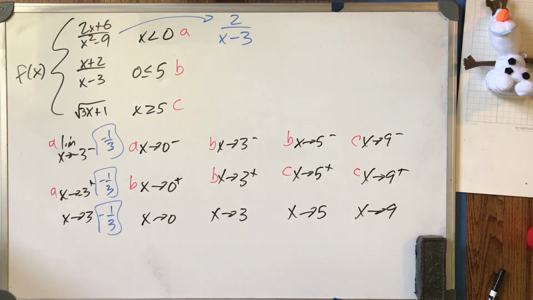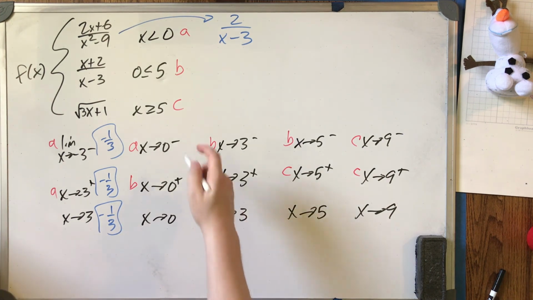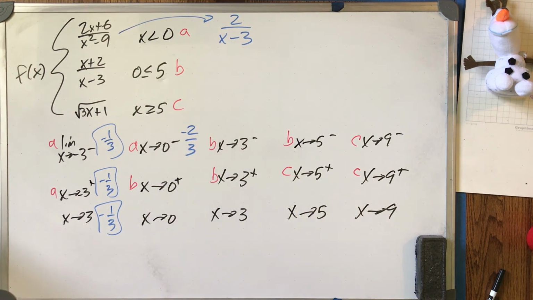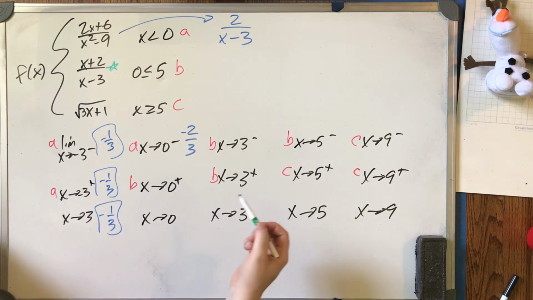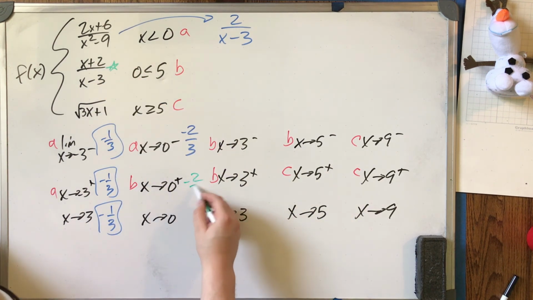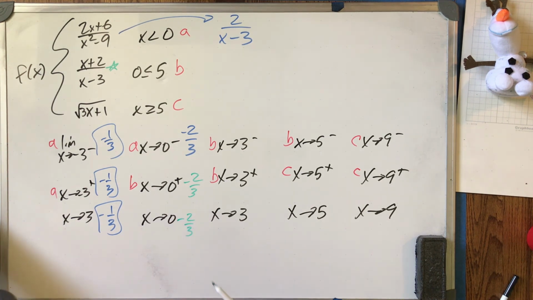Now, for x approaches 0, from the left, we'll use this equation. I plug in 0, I'm going to get a negative 2/3. Now, as I approach from the right-hand side, I'm using this equation now, okay? So if I plug in 0 for this, I get 2 over negative 3. And since these are the same number, that is what the actual limit equals.